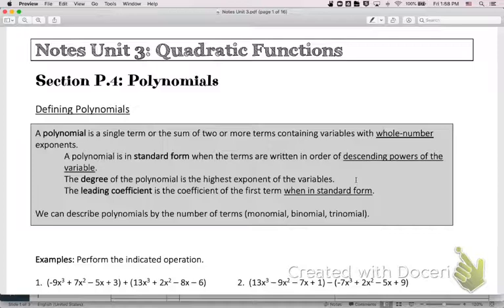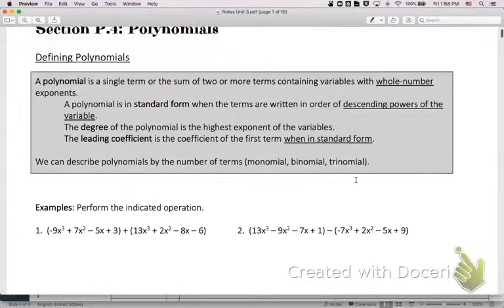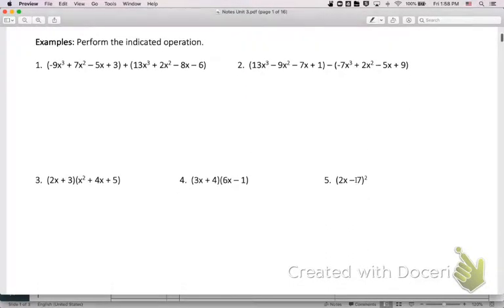Okay? And we can describe polynomials by the number of terms. Monomial has one term, binomial has two terms, trinomial has three terms. This is all review of stuff that you learned in Algebra 1 and Algebra 2. Okay? So what we want to do is be able to add, subtract, multiply, and divide polynomials. Dividing is going to come a little bit later, but last year you practiced adding, subtracting, and multiplying for sure.